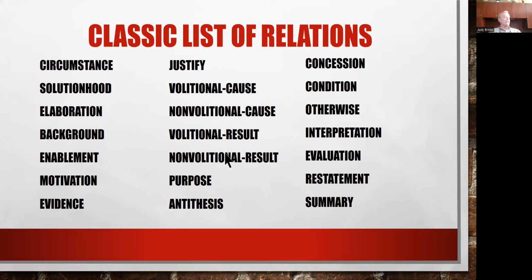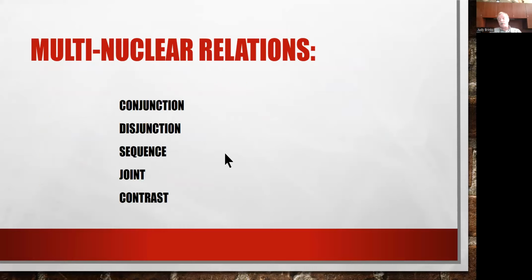And then you can see also things like enablement, motivation, evidence, cause, result, justify, purpose, antithesis, concession, condition, otherwise, interpretation, evaluation, restatement, and summary. So these are relations between a nucleus and a satellite. Okay, also, the nuclei can have relations to each other.